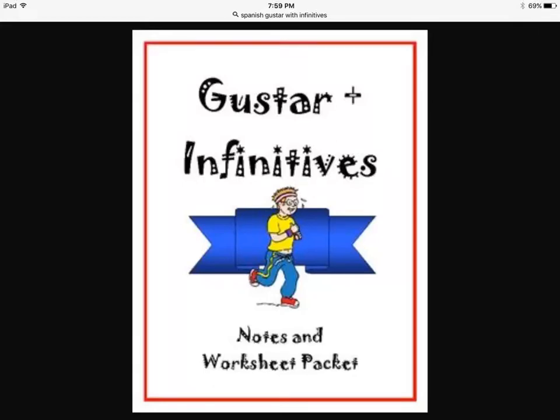Buenos días, estudiantes. Okay, we're going to have a recap over Gustar and using it with infinitives, and also showing how we've been using all the different indirect object pronouns. So, me, te, le, nos, and les.